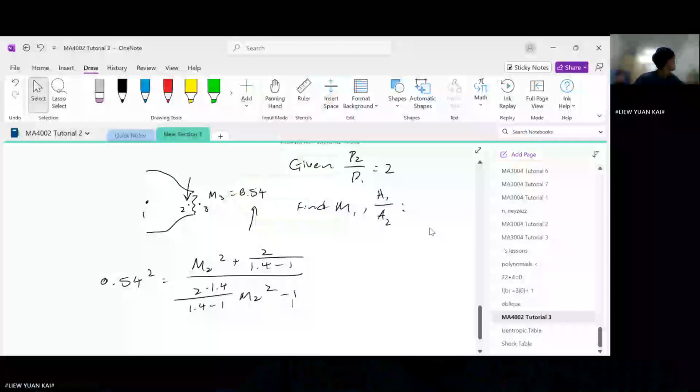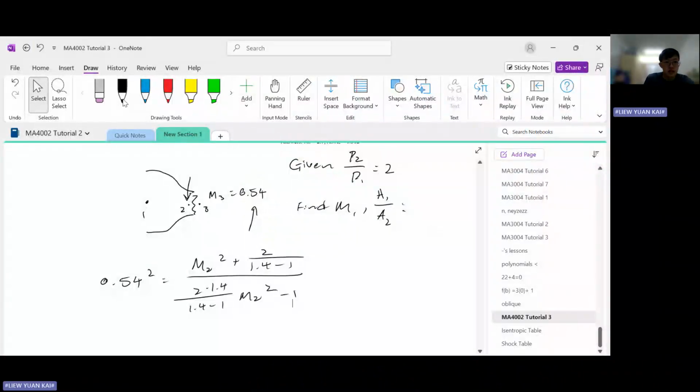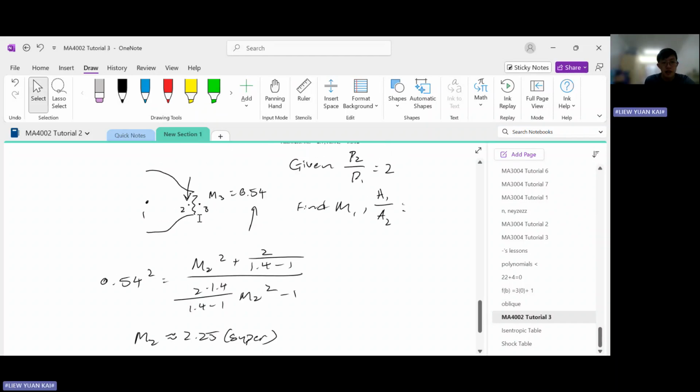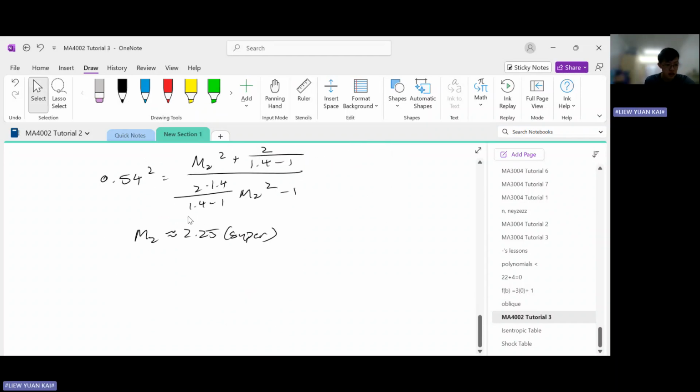Okay, so let's go ahead and write that down. We found graphically that M2 is equal to 2.25. Notice that it's supersonic, and we expect that to be so, right? Because immediately upstream of the shock, it should be supersonic.